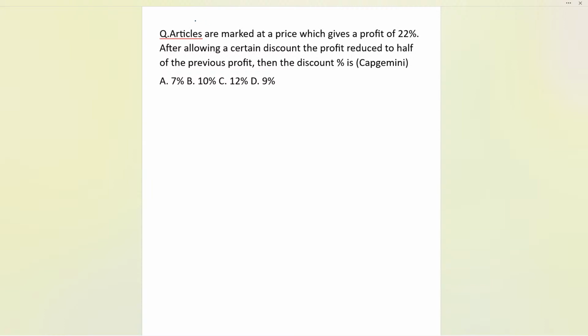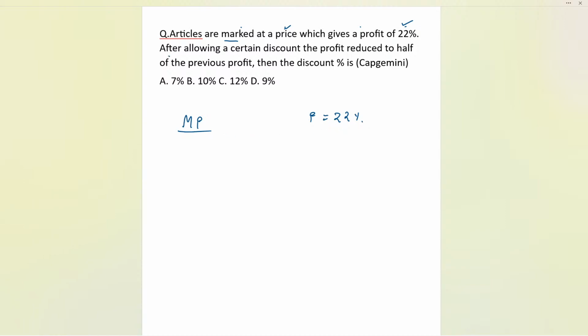Now let us see. Articles are marked at a price which gives a profit of 22%. This first line tells us a lot of things. How? It is marked at a price. We don't know the marked price till now. Now it says which gives a profit of 22%. So it means the profit is 22%. He has marked at some particular price, and the profit we are getting is 22%.